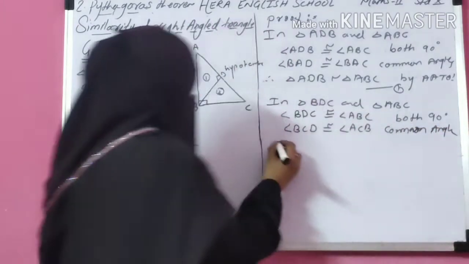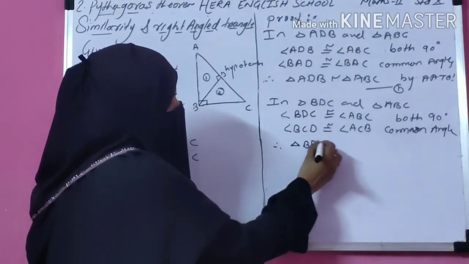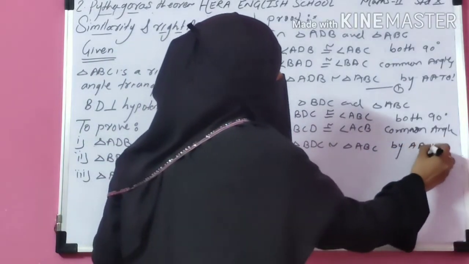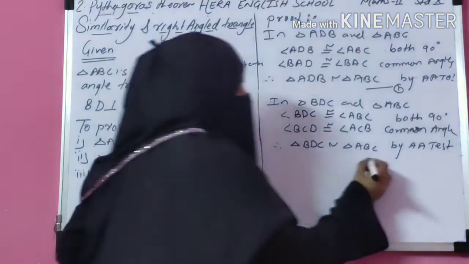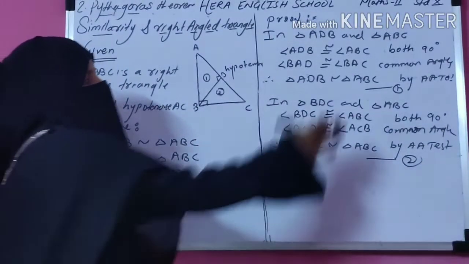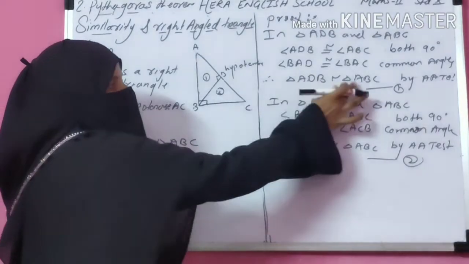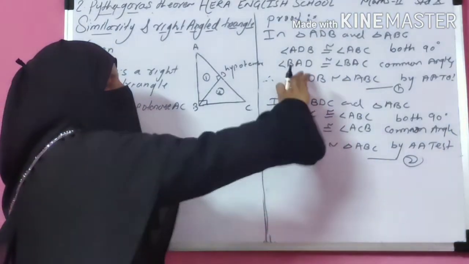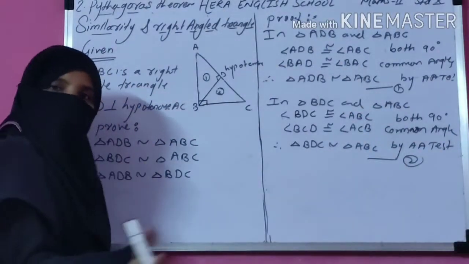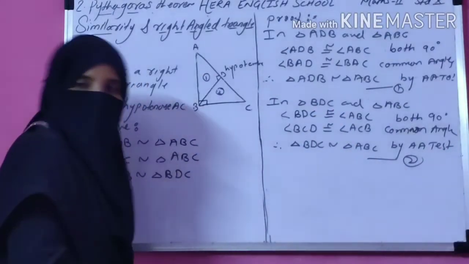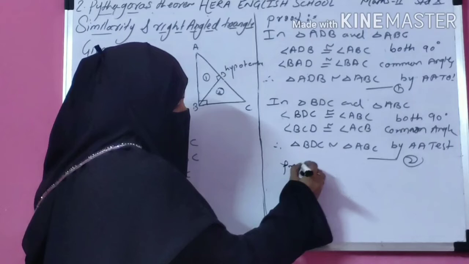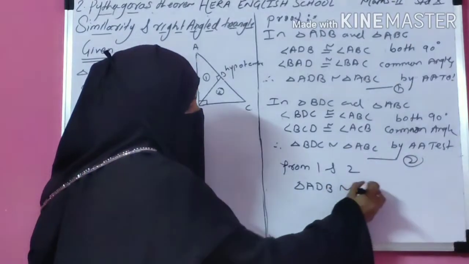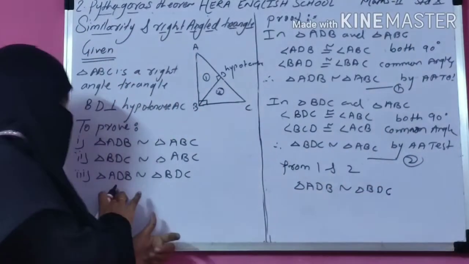So therefore triangle BDC is similar to triangle ABC by AA test of similarity. Give it number 2. Now observe 1 and 2. Triangle ADB is similar to ABC. Triangle BDC is also similar to ABC. That means these two triangles are similar to the same triangle, so these two triangles are similar to each other. So from 1 and 2, triangle ADB is similar to triangle BDC. So this is the third one.